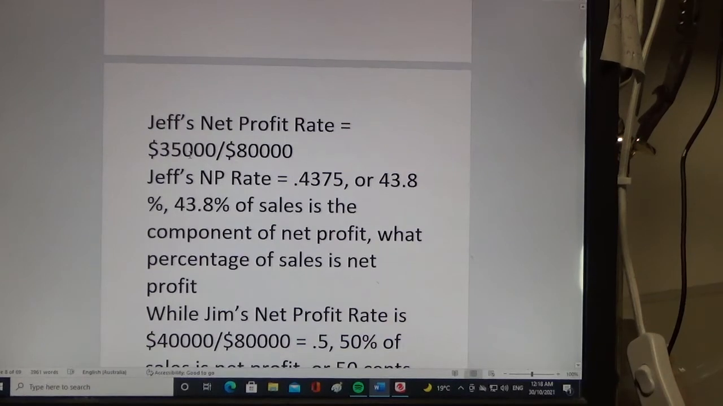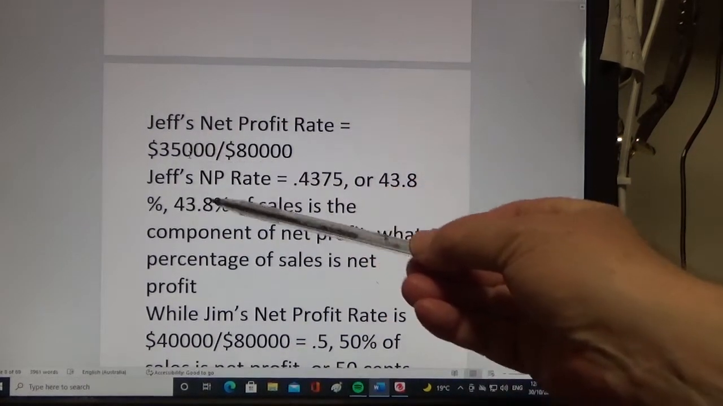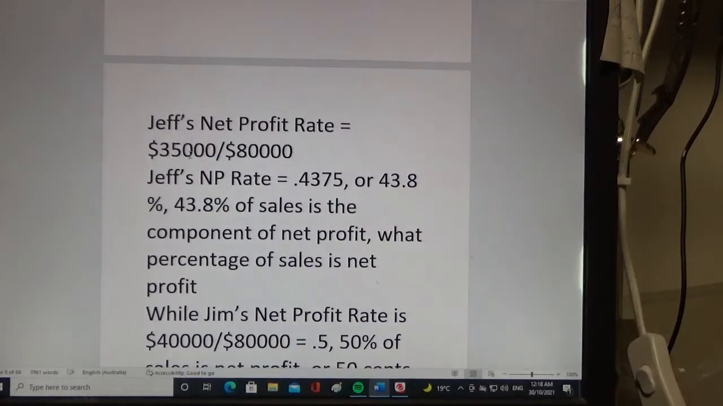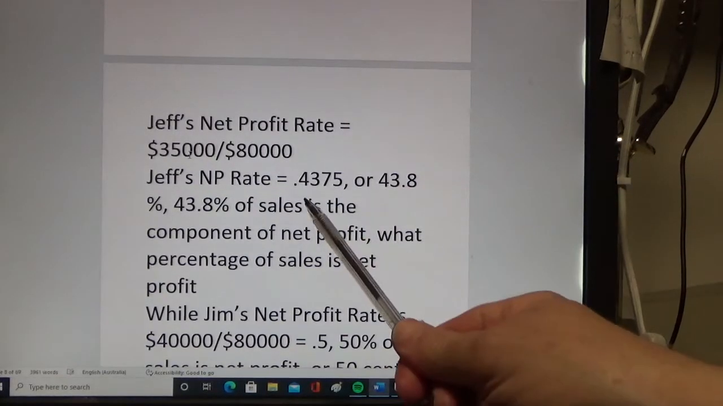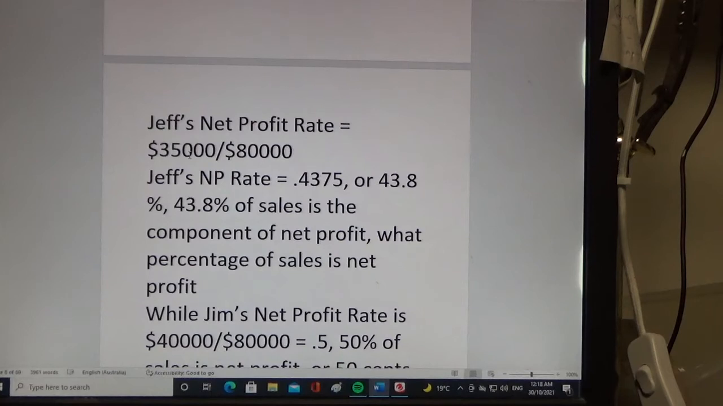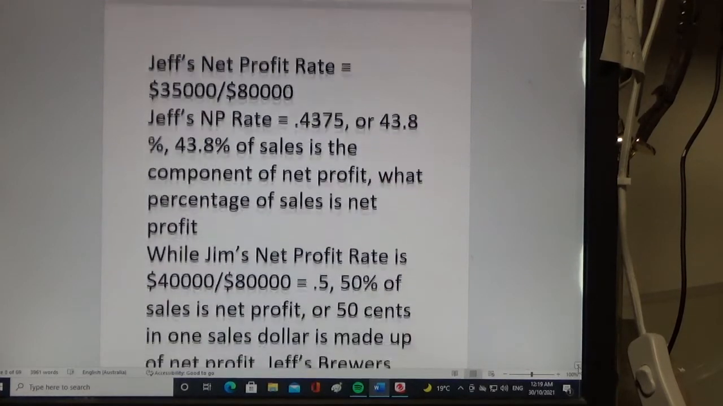So that figure is net profit after tax, that figure is sales, which gives you 0.4375, or 43.8 rounded to one decimal figure. 43.8% of sales is made up of net profit, I should say.